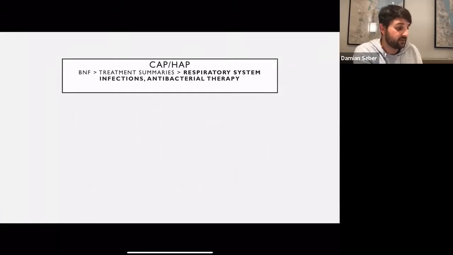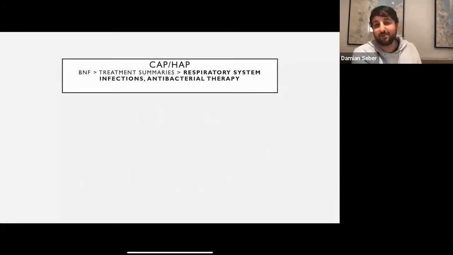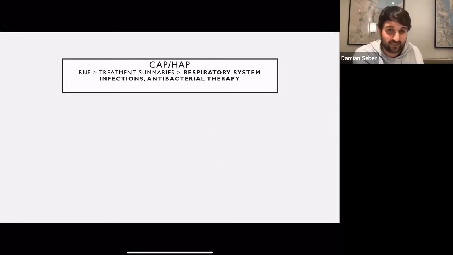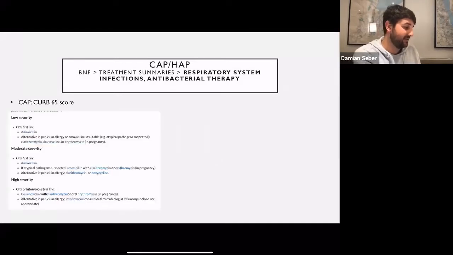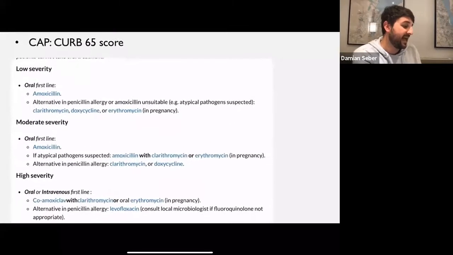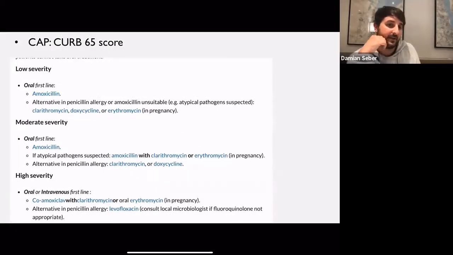So like pneumonia, it would be nice if it was listed under pneumonia or CAP or whatever, but it's under respiratory system infections, antibacterial therapy, which is nice of the BNF to make it simple. So if it's a CAP, you should use the CURB score. I'm sure you all know what that is.